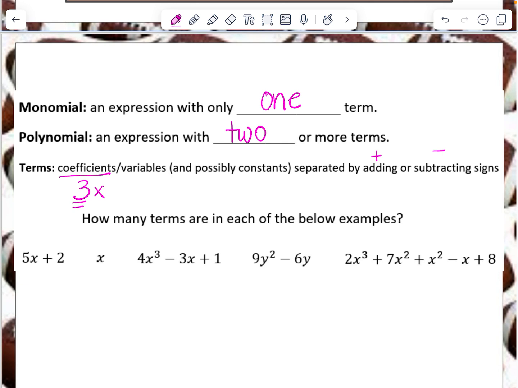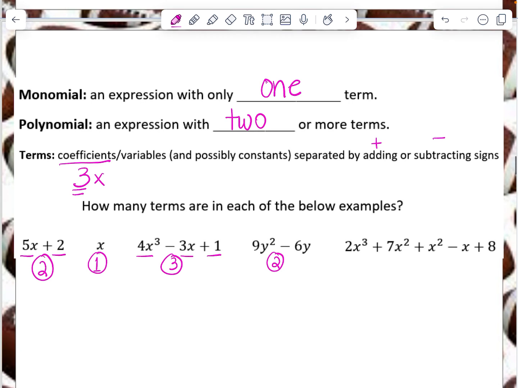So if you're counting the number of terms in a polynomial, you look for the separation of the addition and subtraction signs. So for example, 5x plus 2, that has 2 terms. Just x, that has 1 term. 4x cubed minus 3x plus 1, that has 3 terms. So 1, 2, 3, separated by addition or subtraction. 9y squared minus 6y, that has 2 terms.